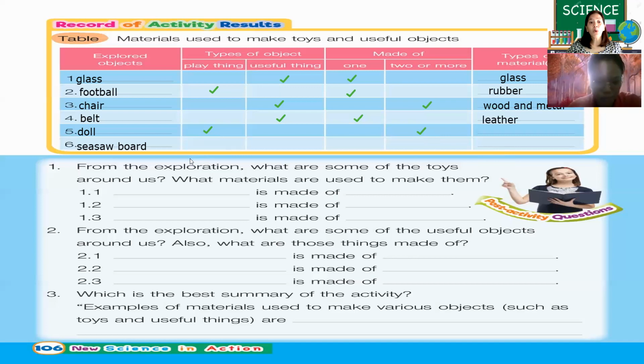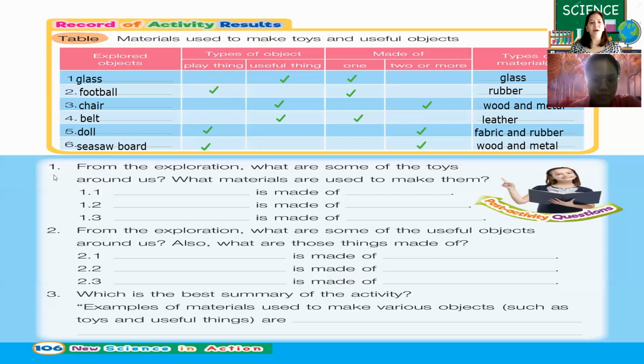How about number 6? Seesaw board. Where can we see a seesaw? In the playground. So it's a plaything, and it is made of two or more materials, wood and metal. Kindly copy the correct answer, though we know that you are very smart and you already know what these things are.